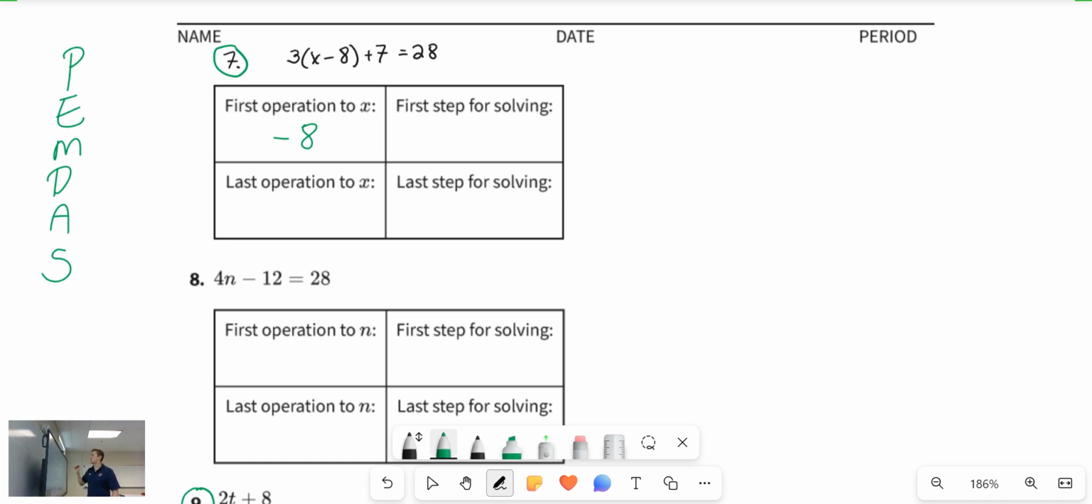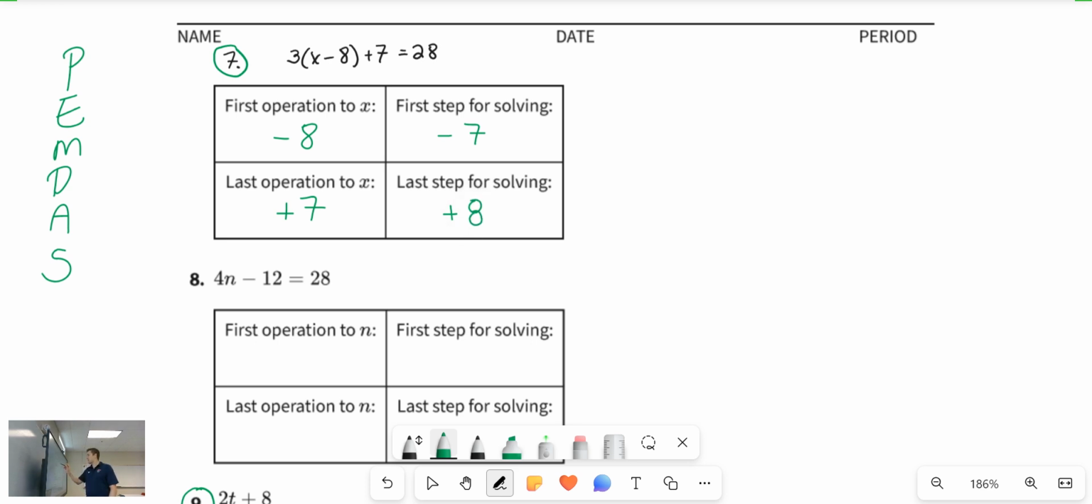The last operation to x. All right, so we would do the parentheses and then the multiplication, and then we would add 7. So the last operation is plus 7. The first step, if we are solving, is to subtract the 7 from both sides. And the last step for solving is we're going to add 8.